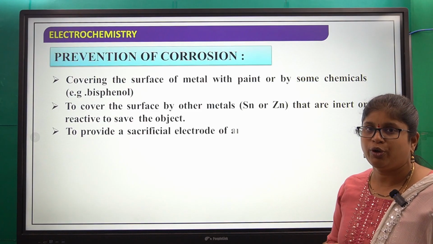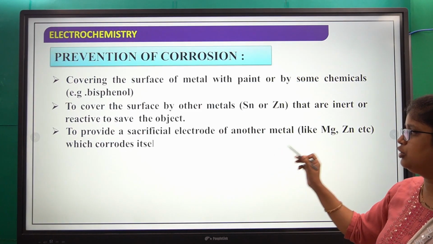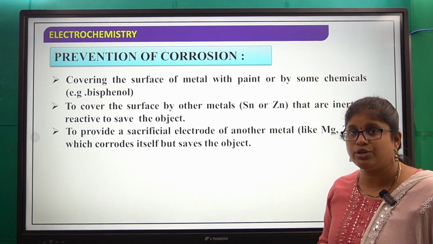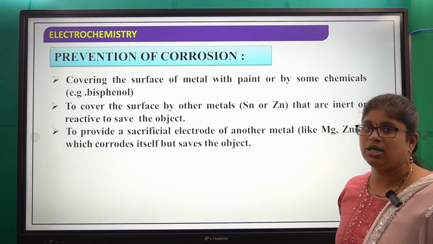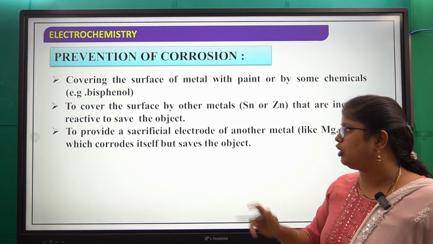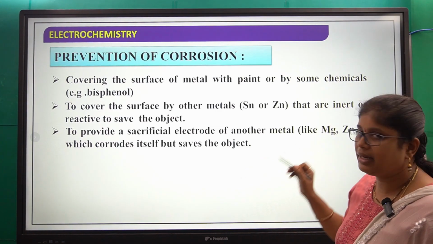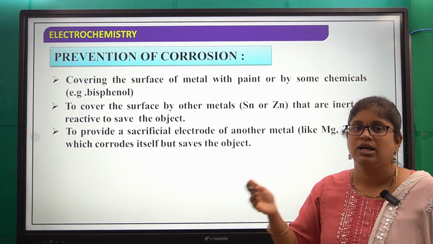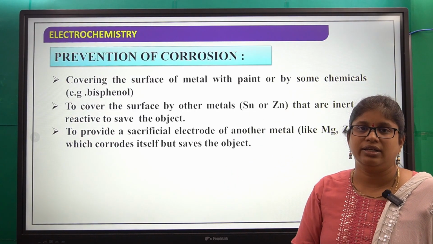Next, provide a sacrificial electrode of another metal like magnesium or zinc, which corrodes itself but saves the object. If we cover the surface of that object with another metal like magnesium and zinc, first the magnesium and zinc will corrode themselves, but they save the object, that is of iron.